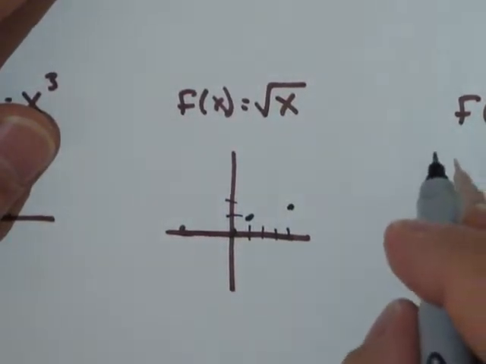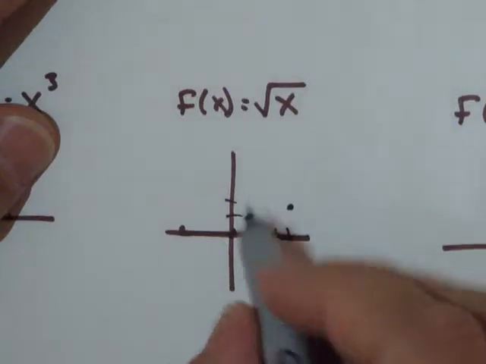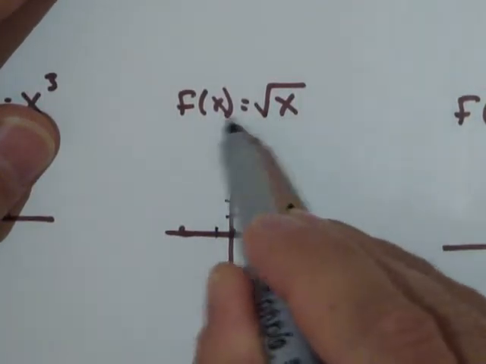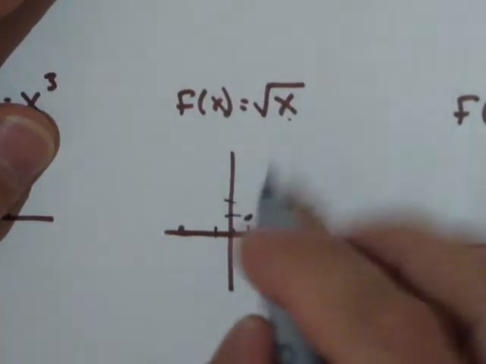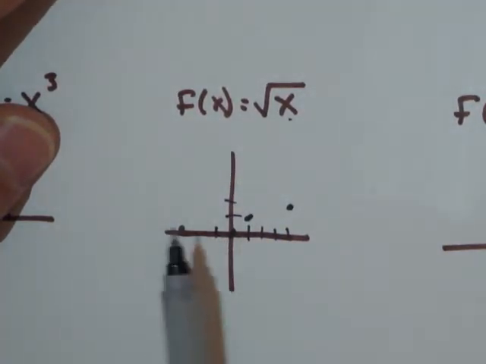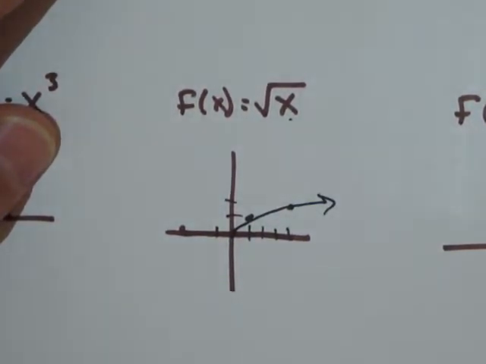So right there. Now we're never going to come down this way, because if I put in a -1, the square root of -1, we can't do that. So that doesn't work. So there's not going to be any part of the graph on this side of the y-axis. So it's going to look something like this. That's the square root function.